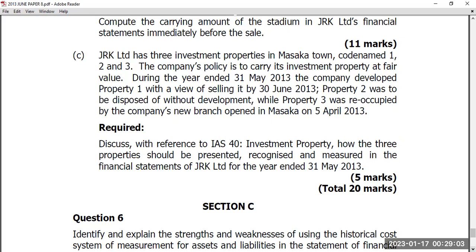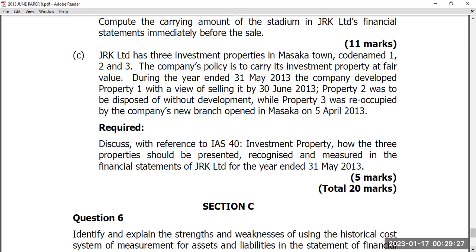Because when you look at the required, they are saying discuss with reference to IAS 40. It means whatever explanation you are giving, make sure that it is in line with what IAS 40 Investment Property says.